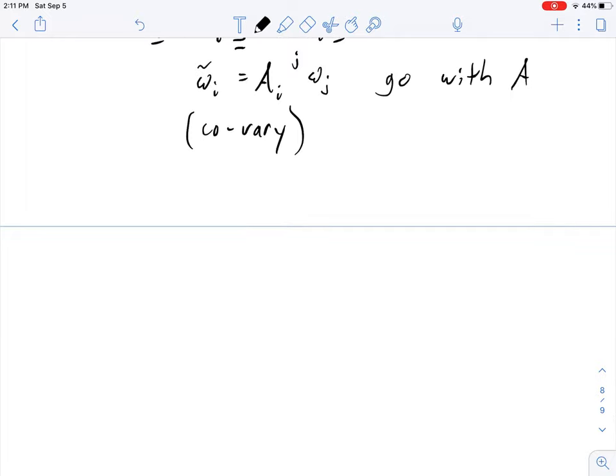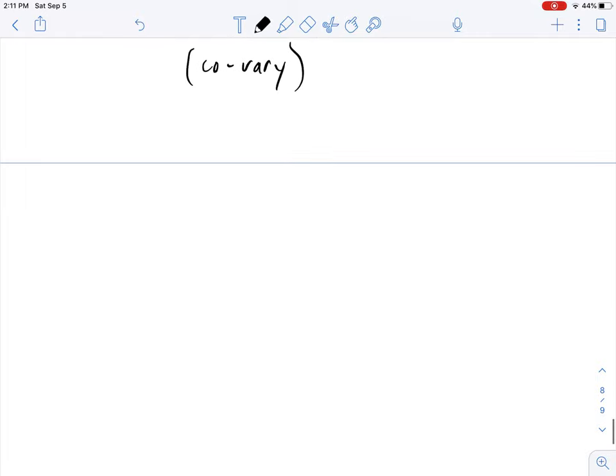So one thing that perhaps causes a little nomenclatural confusion: a vector whose components go with A is a covariant vector. So in other words, covectors are covariant vectors, or it transforms covariantly.